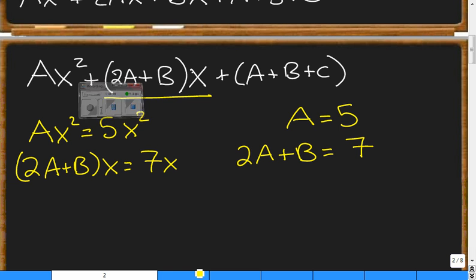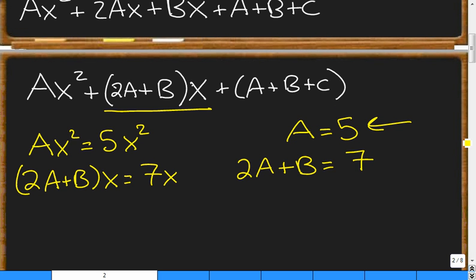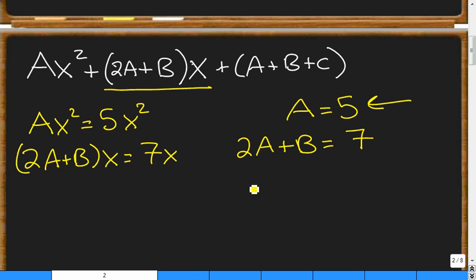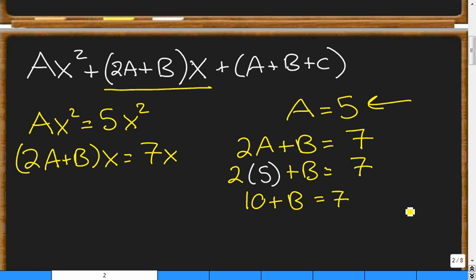Well, we learned before that a equals 5. So we can input that into our problem at the bottom. We have 2 times 5 plus b equals 7. Well, this is 10 plus b equals 7. And so we can find that b is going to be -3.